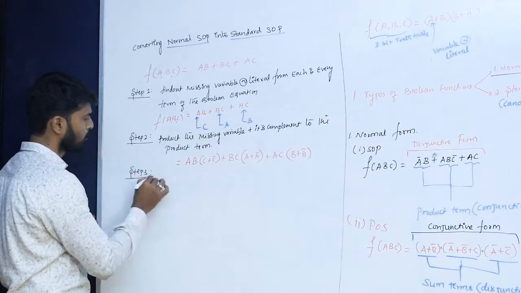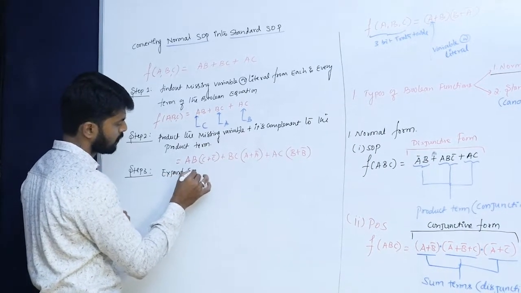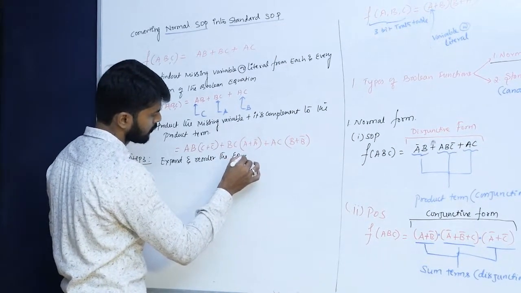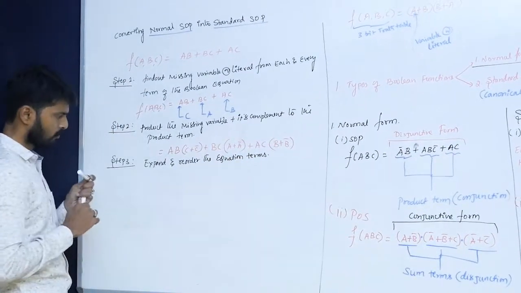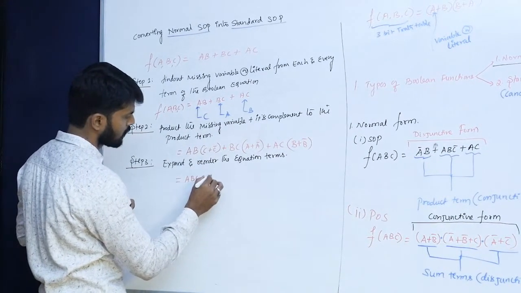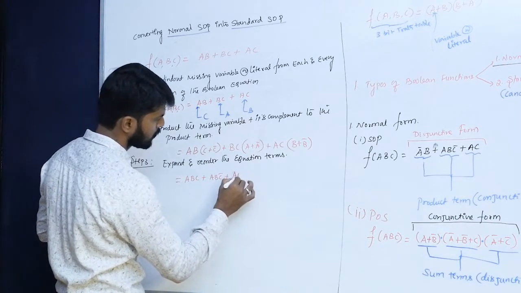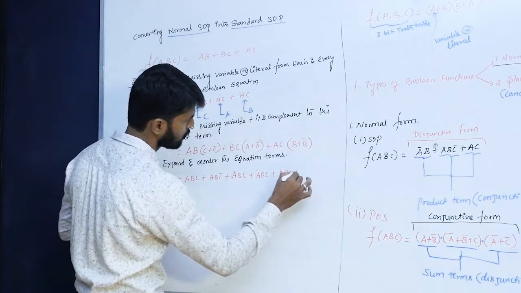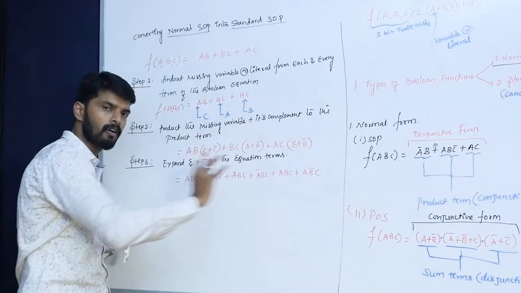Step 3, what we need to do? We need to expand and reorder the equation terms. So how to do this? We need to expand this. Expand means it will give ABC plus ABC bar plus ABC plus A bar BC plus ABC plus AB bar C. So now we expand and we reorder this also.